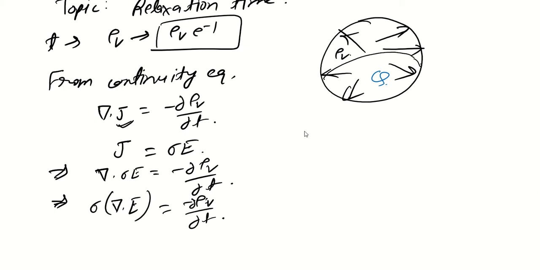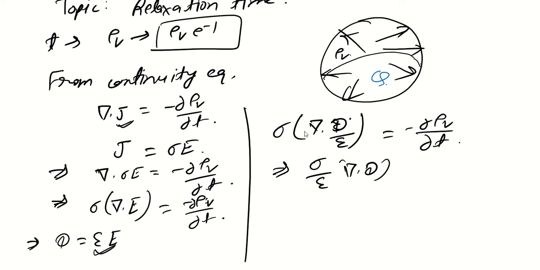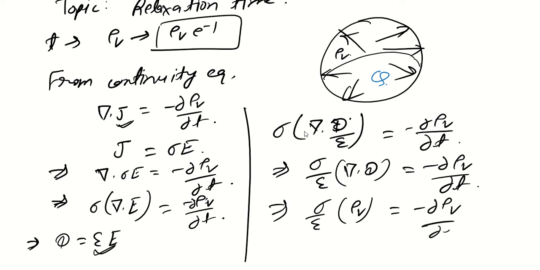Now we have one more relation for E in terms of electric flux density: D is equal to epsilon E. Putting this relation, we get sigma times del dot D by epsilon is equal to minus dou rho v by dou t. So we get sigma by epsilon times del dot D is equal to minus dou rho v by dou t. Now from Maxwell's equation, del dot D is rho v. So this is going to give us minus dou rho v by dou t.